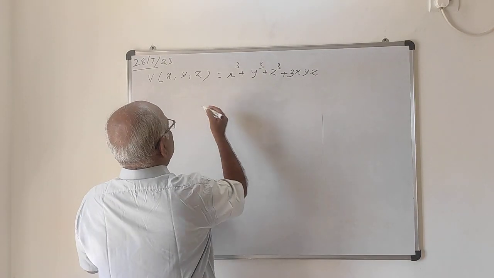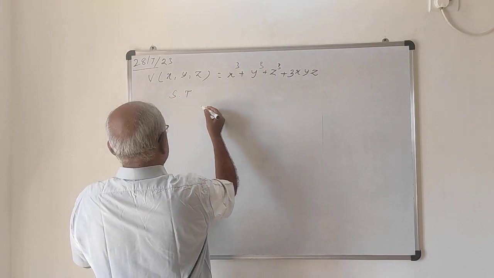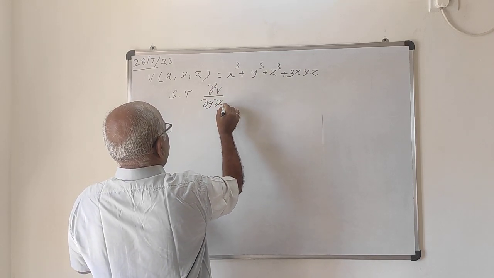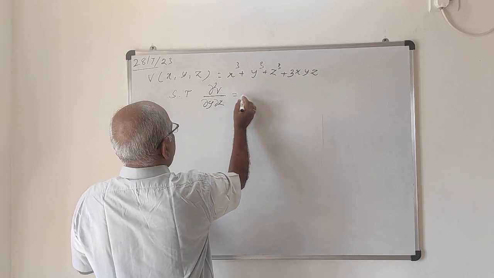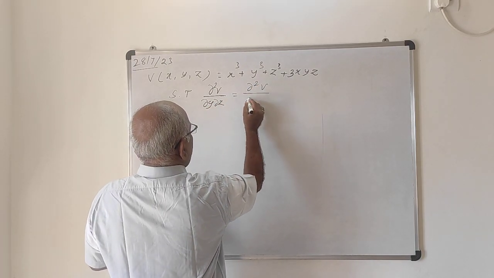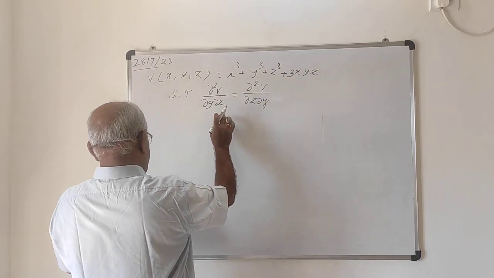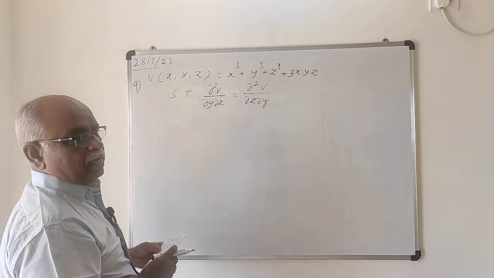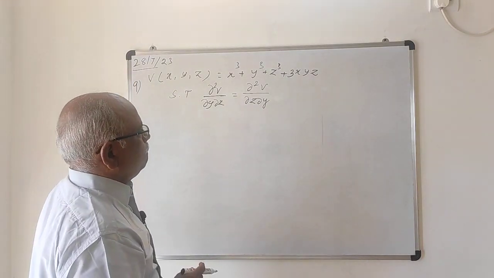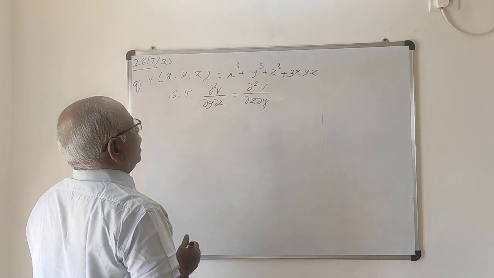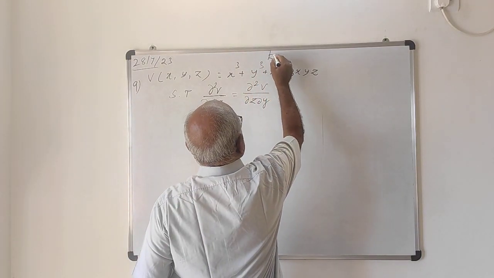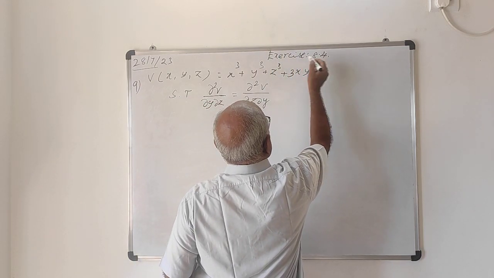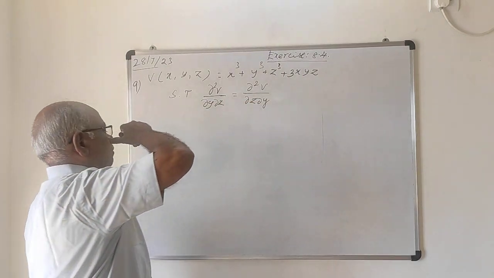Then show that dou square v by dou y dou z equals dou square v by dou z dou y. We have to prove this result. It is the ninth problem in the exercise 8.4.